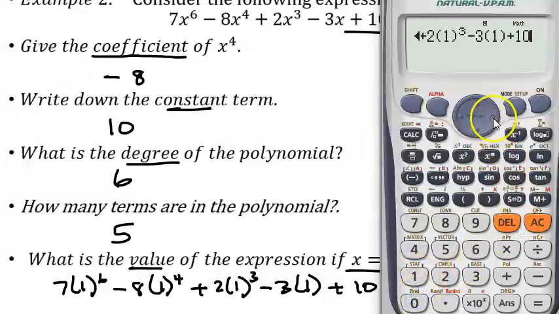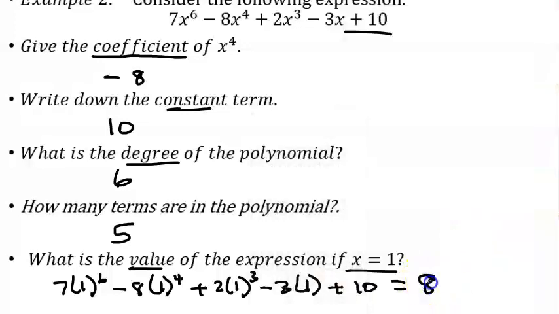Let's just double check that very quickly. Plus 7 times 1 to the 6 minus 8 times 1 to the power 4 plus 2 times 1 cubed minus 3 times 1 and plus 10 equals 8. So my answer is equal to 8.